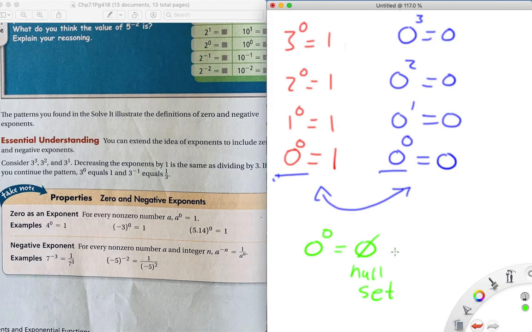in statistics, which is another fancy way of saying undefined, or you can also say does not exist. All these things mean the same thing. So any number raised to the 0 power is equal to 1 except 0. So that's where the non-zero comes from.